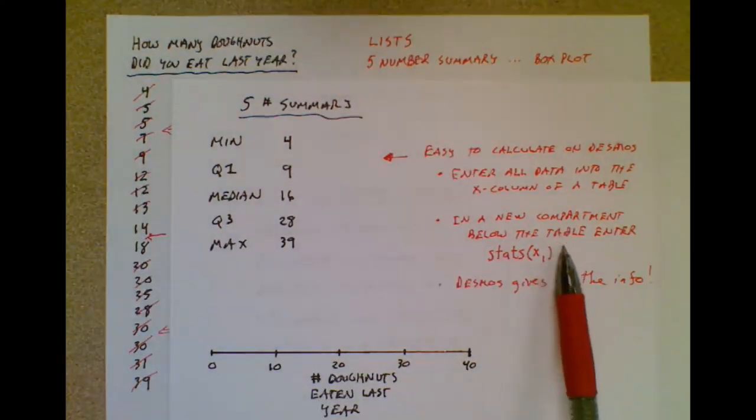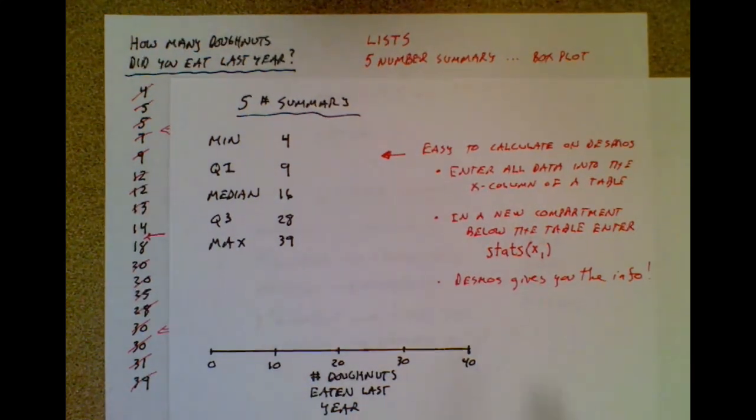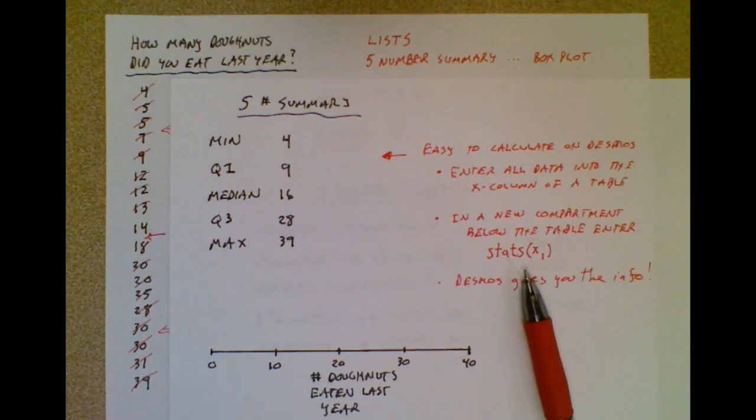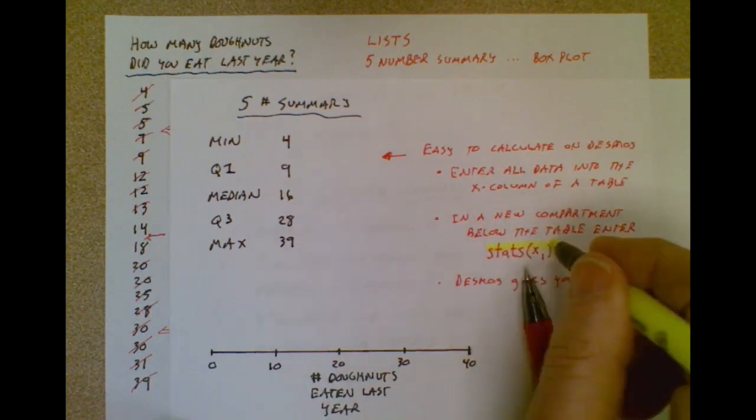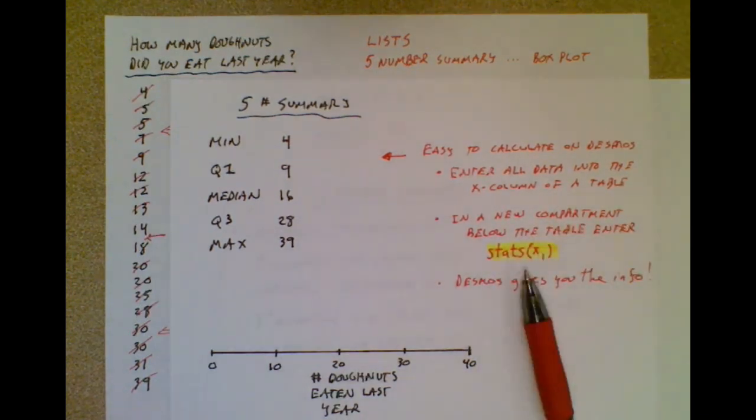Then go to a new compartment in your Desmos, like you're going to enter a new equation, and then just literally type in this part right there, stats, and then X sub 1. And if you do that, you will get this readout.